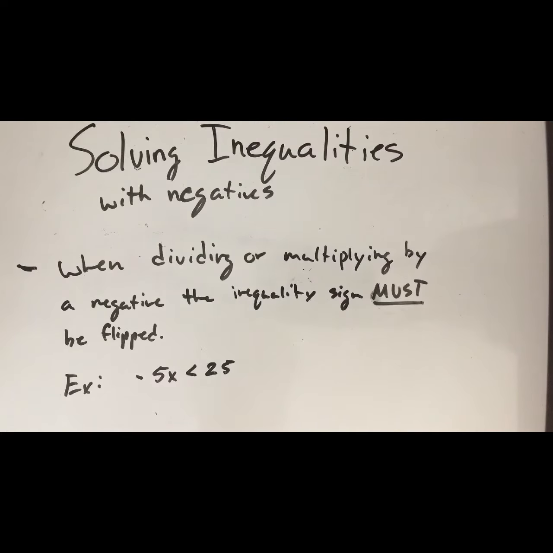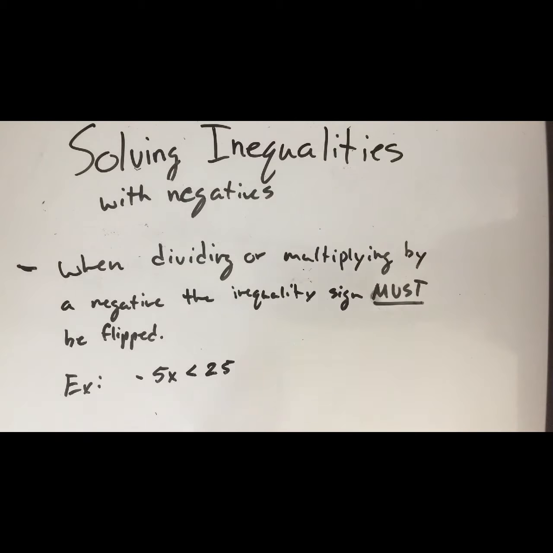Alright, there's one last thing that we need to learn. Solving inequalities with negatives. This is a really important rule that we need to pay attention to, or else it'll trip you up and cause you to miss a few problems. So the rule is, when dividing or multiplying by a negative, the inequality sign must be flipped.